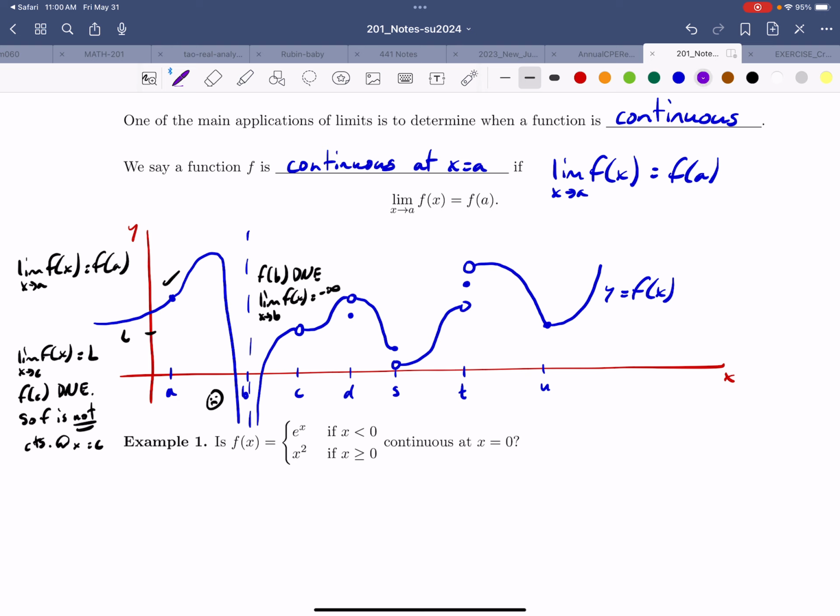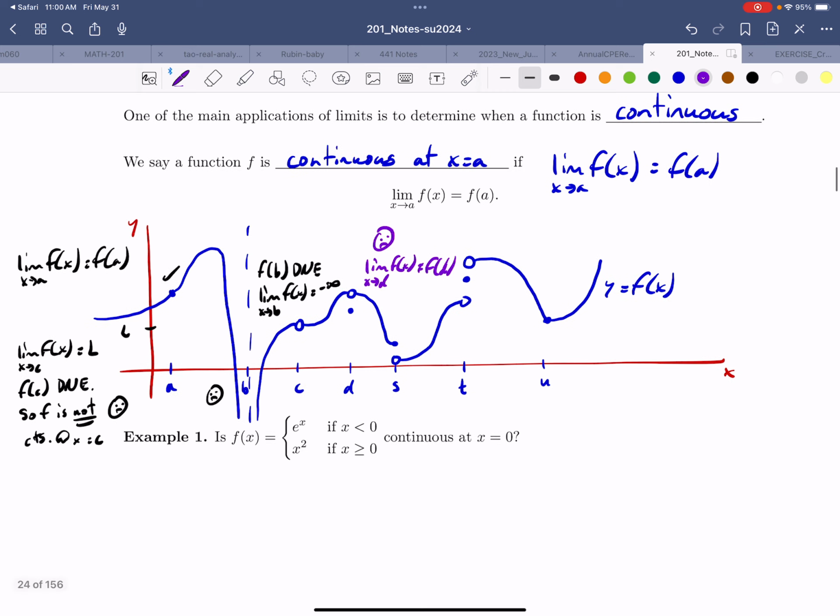Similar situation with d. Maybe I'll use purple here. The limit as x approaches d of f of x definitely equals a value, but it does not equal f of d. f of d is down here, the limit is up here. So again, f is not continuous. I'll write a sad face every time it's not continuous. Don't do this on an exam, by the way.